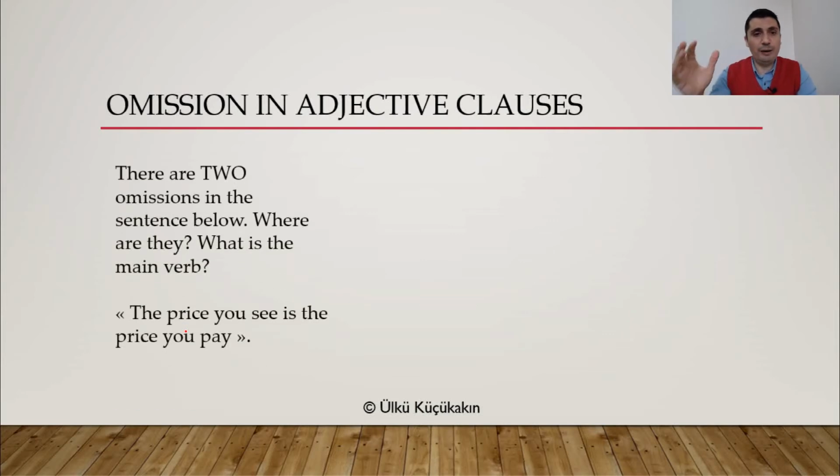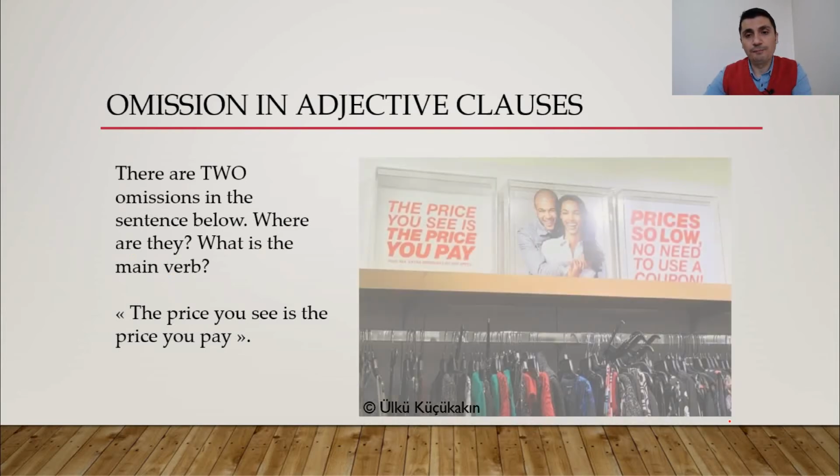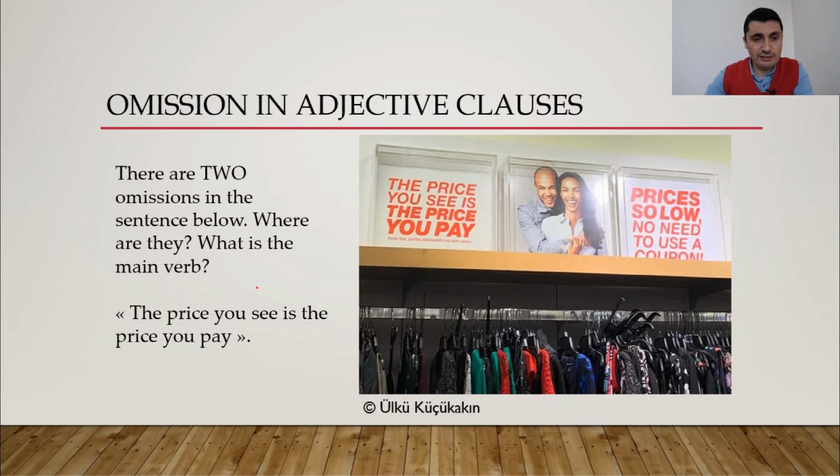Oh, yeah, I have one more example. I forgot about that. Now, there are two omissions in the sentence below. Firstly, where are they? Where are the omissions? And secondly, what is the main verb? Now here, this sentence is from a clothes shop, and I took the photo myself in America. So this is a real photo of a real clothes shop in the USA. So there are two omissions here. Where are they, and what is the main verb, everyone?